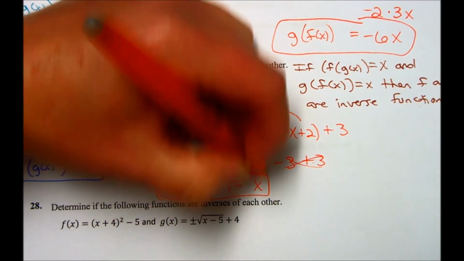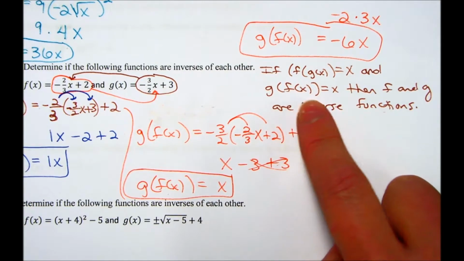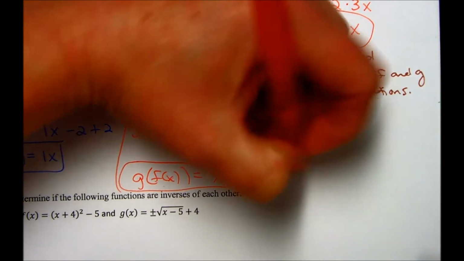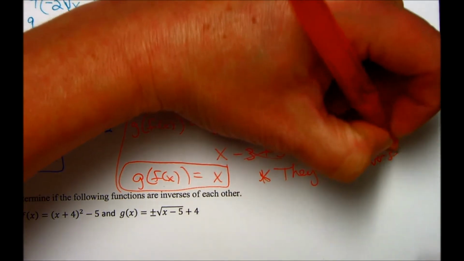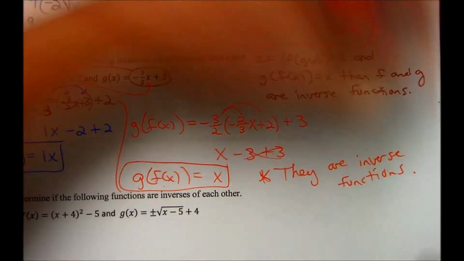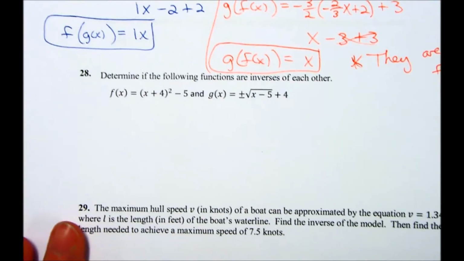So using our rule here that if f of g of x equals x and g of f of x equals x, then f and g are inverse functions, we can then state they are inverse functions. So you've basically proven that they are inverse functions using composite functions. All right, so let's try it with the next one.